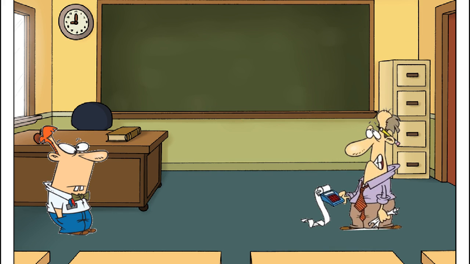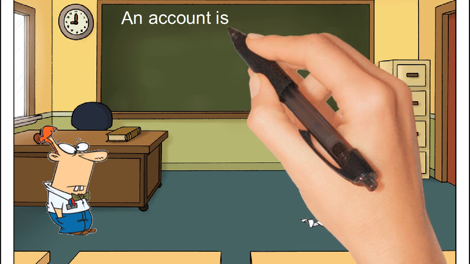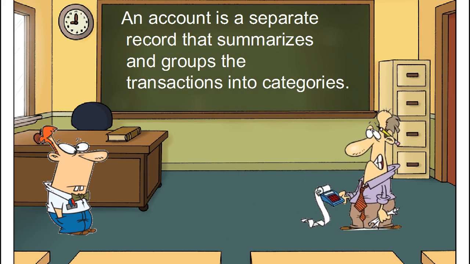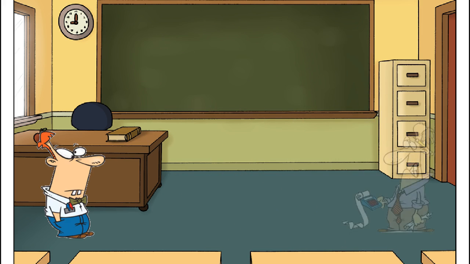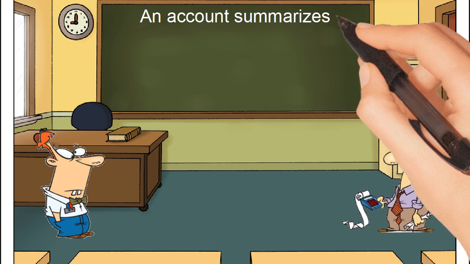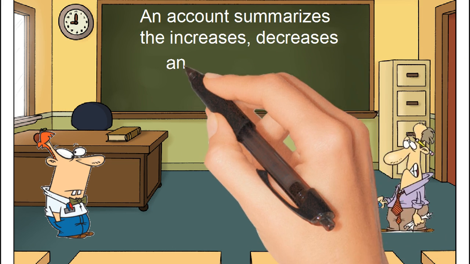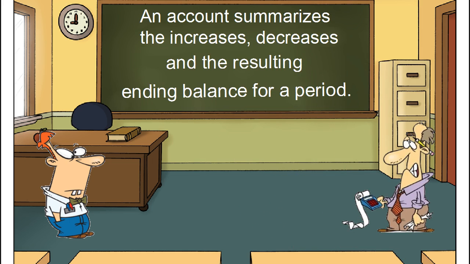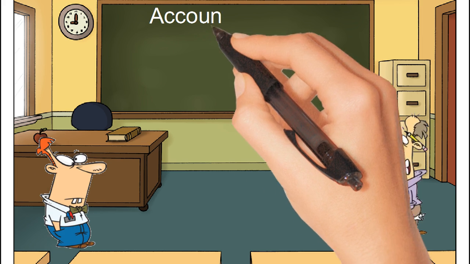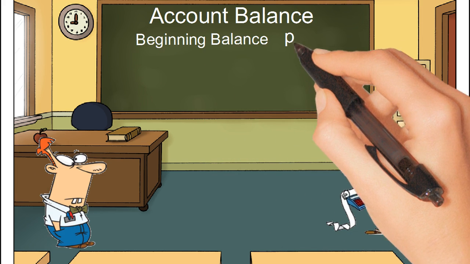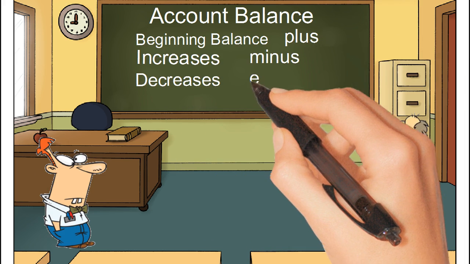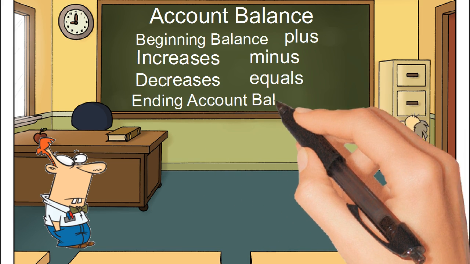I already know your next question. What is an account? An account is a separate record that summarizes and groups the transactions into categories. An account summarizes the increases, decreases, and the resulting ending balance for a period. Beginning balance plus increases minus decreases equals ending account balance.